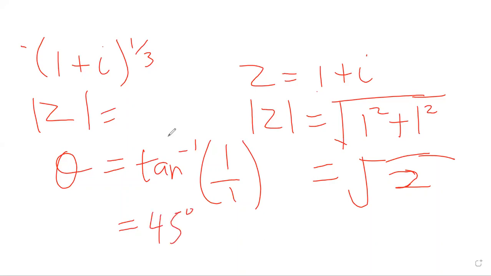Or if you are using radians, it's going to be pi over 4. Pi over 4 is 45 degrees. So I hope you understand now. For this 1 plus i, we're able to get our modulus and our angle. Okay, so now let's continue.